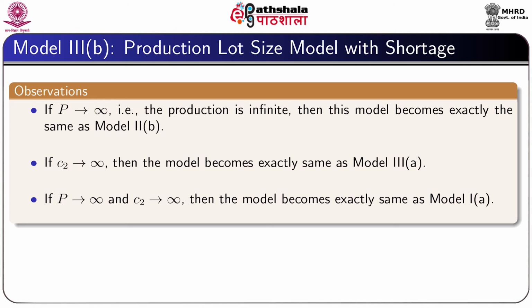Now, we have some observations. If we assume P tends to infinity, that is the production rate is infinite, then the model becomes exactly same as model 2B. Now, if we consider C2 tends to infinity, that is shortages are not permitted, then the model becomes exactly same as model 3A. Now, if we consider P tends to infinity and C2 tends to infinity, then the model becomes exactly same as model 1A.